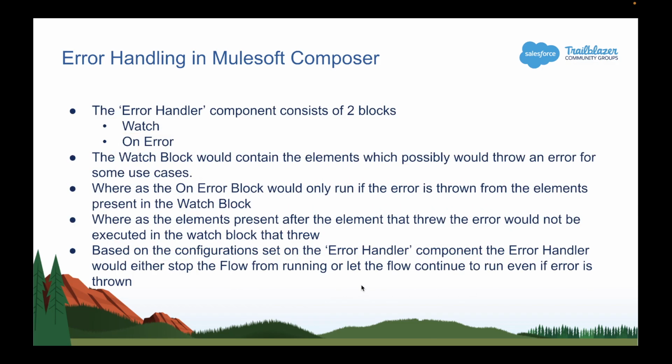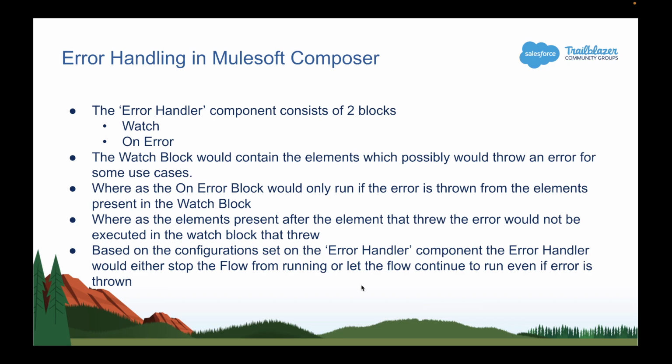Yes. So the error handler component consists of two blocks, as you saw in the previous picture. One is the watch and another is on error. The watch block would contain the elements which would possibly throw an error for some use cases, or based upon your previous MuleSoft Composer flow run usage. Whereas the on error block would only run if the error is thrown from the elements present in the watch block. The elements after the element that threw the error would not be executed in the watch block.